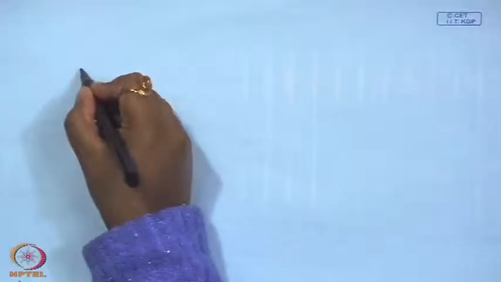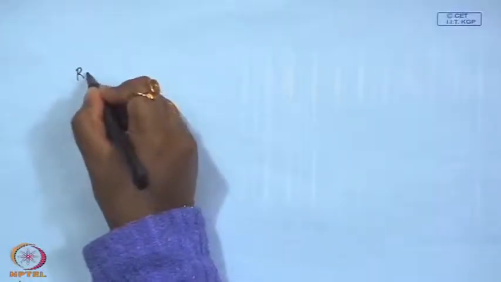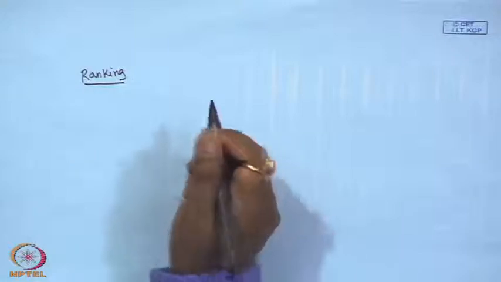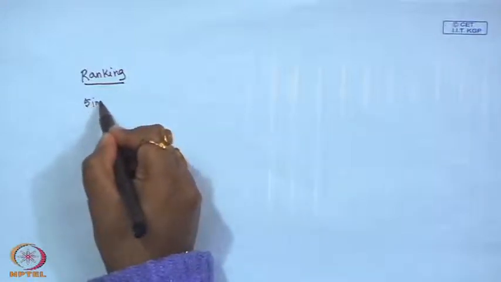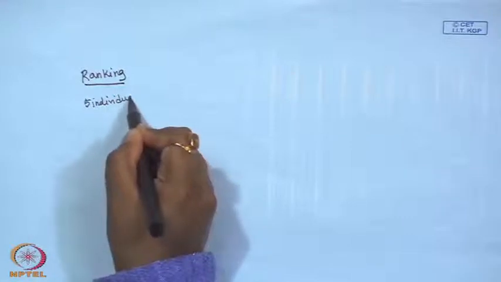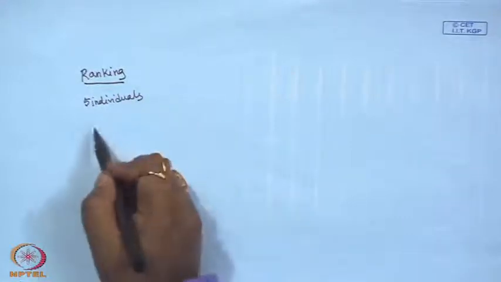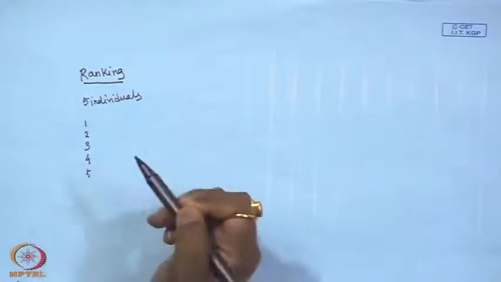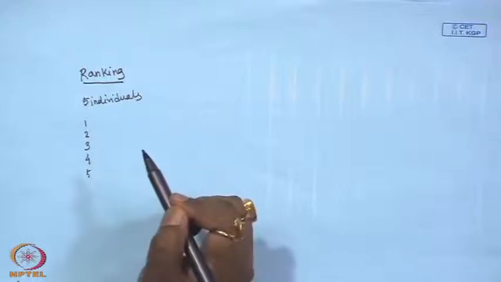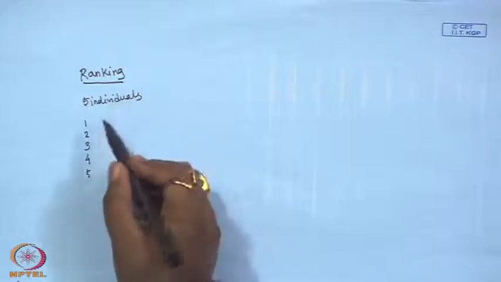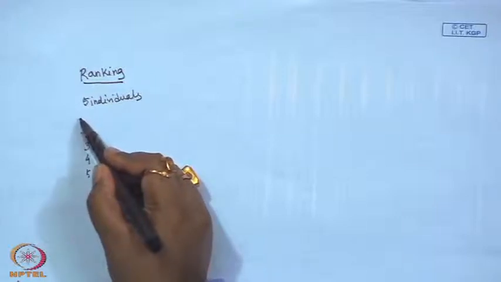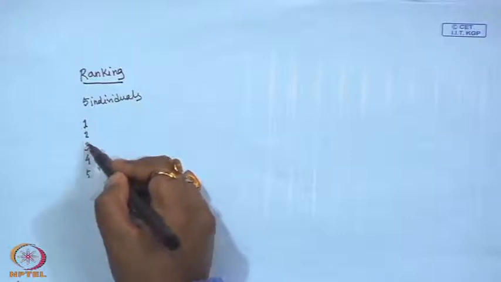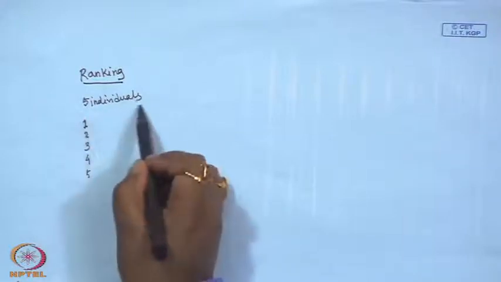While we are talking of ranking, suppose there are 5 individuals. In ranking, what we do is rank them as first, second, third, fourth and fifth, hierarchically in order of importance. We try to make a holistic comparison and find out who is 1, who is 2, who is 3, who is 4, who is 5 among the 5 individuals.